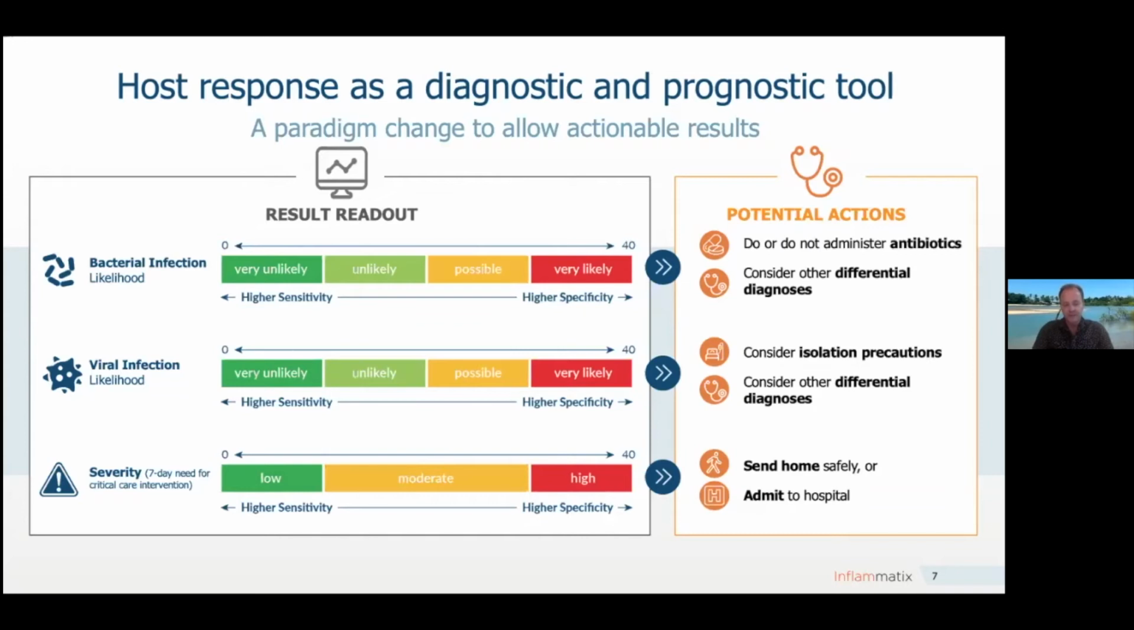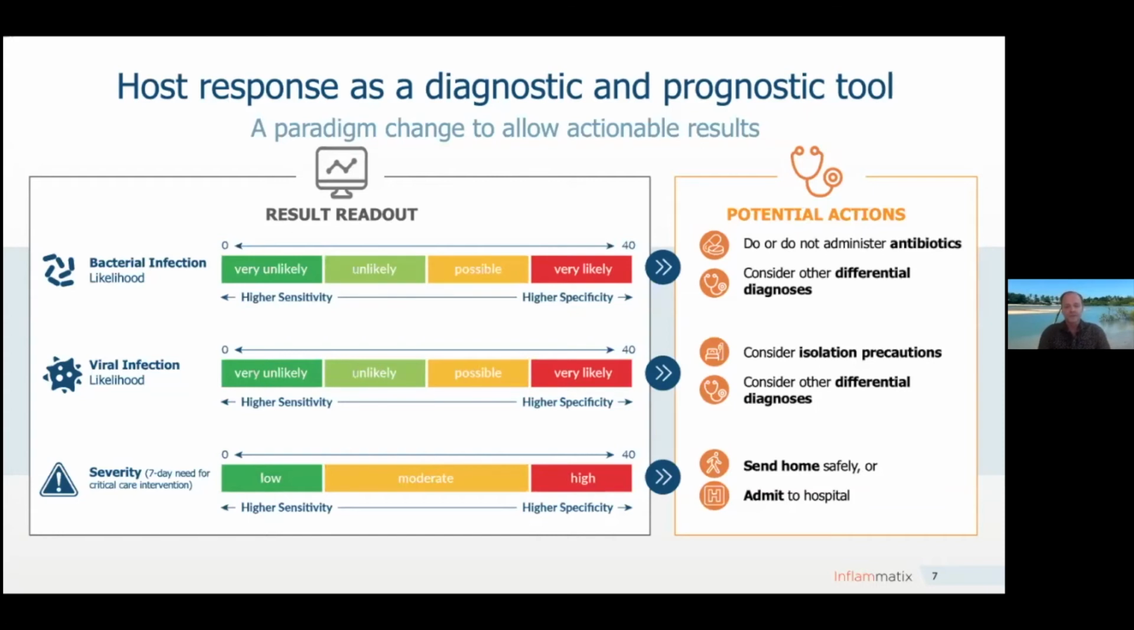Similarly, for the viral infection likelihood in the middle panel, you would be able to consider isolation precautions in the presence of a viral infection, but you would also be empowered to go for other differential diagnoses should the result be very unlikely or unlikely. And lastly, for the severity readout, the 3 interpretation bins would allow you to make disposition decisions, whether to send a patient safely home, whether to admit, or even send to an ICU.